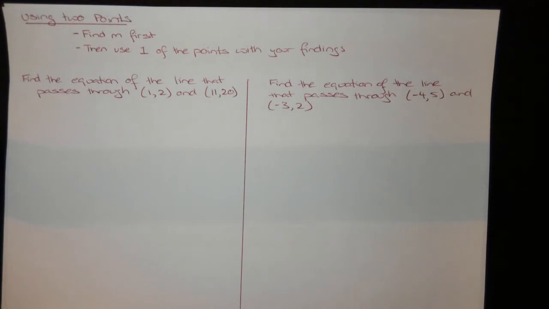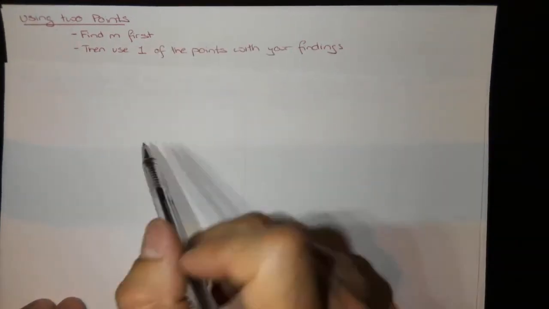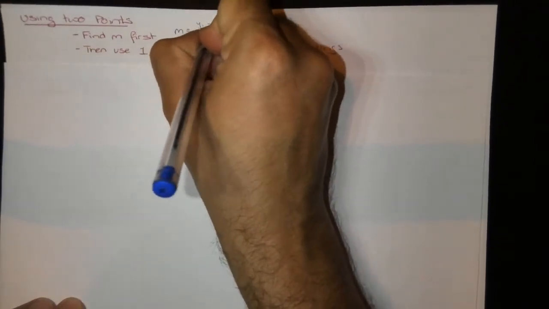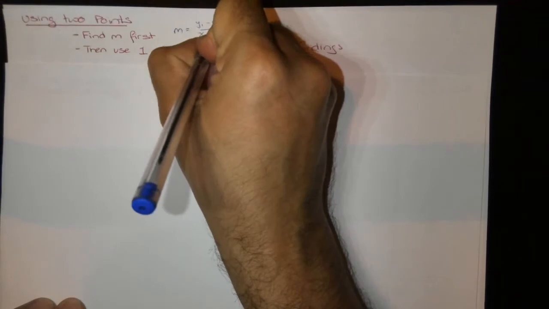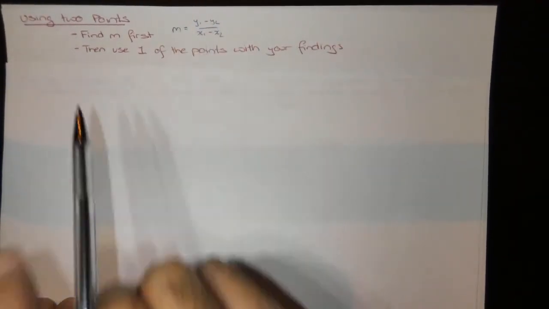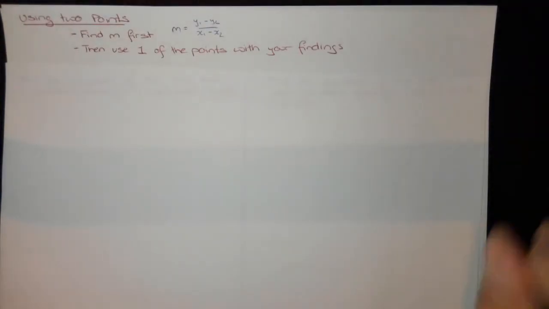Sometimes you're given 2 points. If you're given 2 points, you need to find the gradient first, and you can do that with this formula, m equals y1 minus y2 over x1 minus x2. And then once you've found that, then you can choose one of the points and plug it into the point gradient formula that we did here. Yeah, so it's a two-step problem.